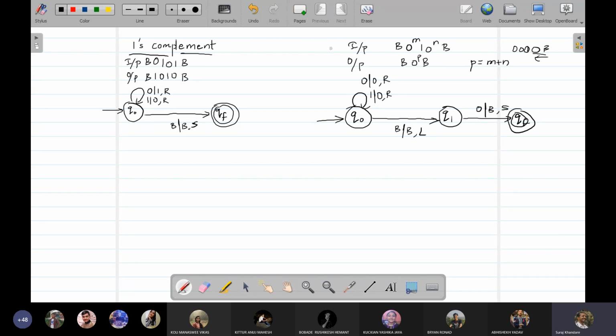Are you getting this? So we are supposed to design a Turing machine which will give us, for a given input like this, the output 0 raised to p, where p is a combination of m and n. And then after that you can make the table for this.